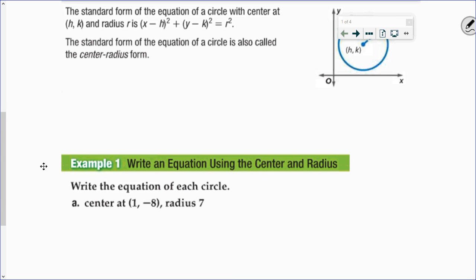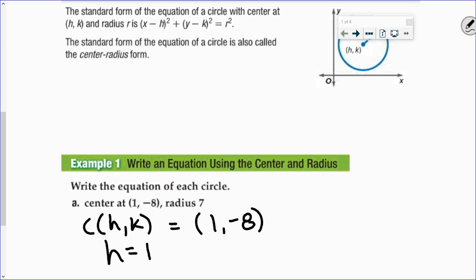Write the equation of each circle. A, center at (1, -8), radius of 7. So we want to keep in mind here that the center is always the point (h, k), and in this case that ordered pair is (1, -8). All right, so that tells me h is equal to 1, k is equal to -8. They tell us also that the radius, so r, is 7.